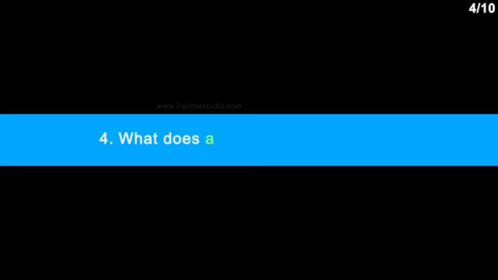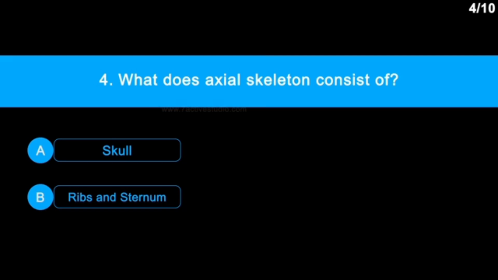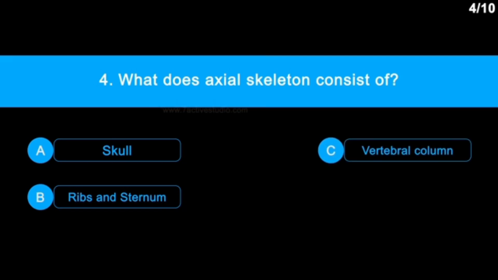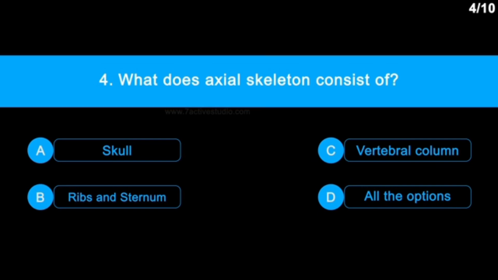Question 4. What does axial skeleton consist of? Option A, skull. Option B, ribs and sternum. Option C, vertebral column. Option D, all the options.